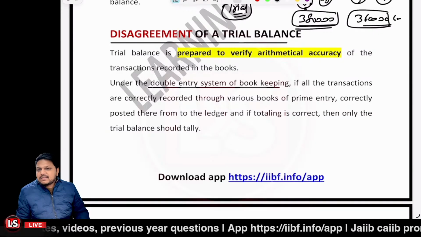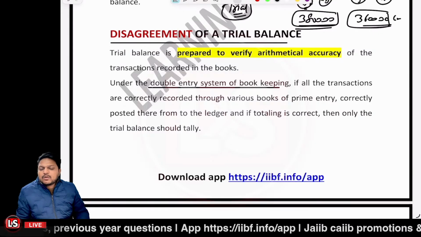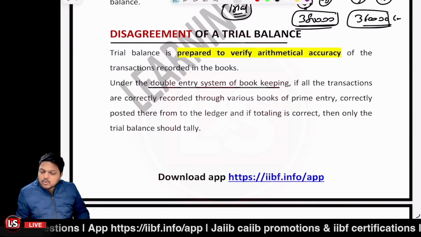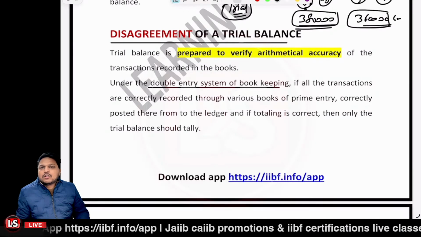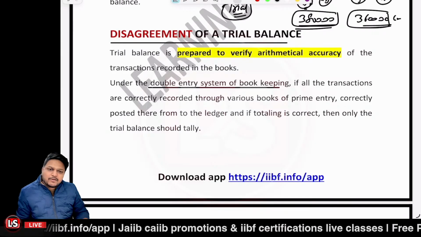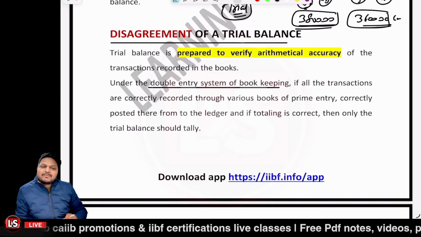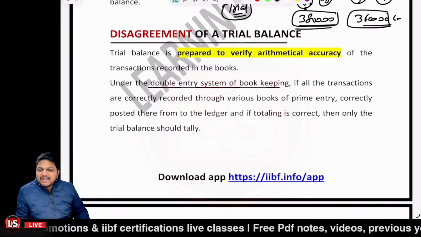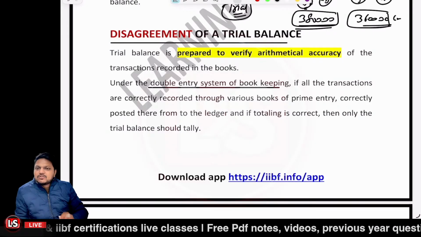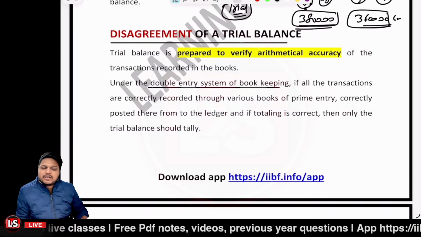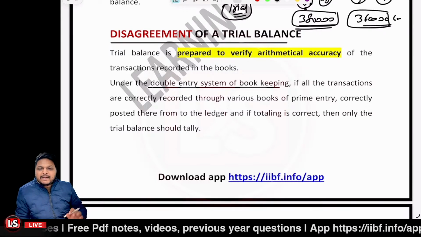So when every single transaction has equal debit and equal credit, in total also the total of the debits should match the total of the credits, right? That is a scenario that we need to understand. So the trial balance is prepared for arithmetical accuracy. And if the debit balance total does not match the credit balance total, then we simply say there is a disagreement of the balance. That should be kept in mind, right?